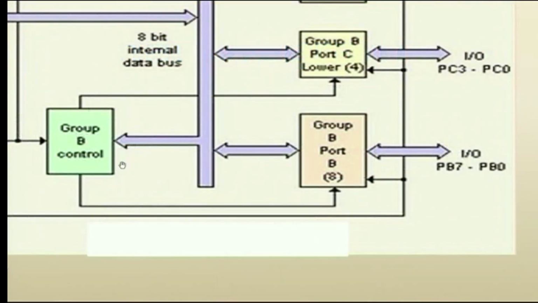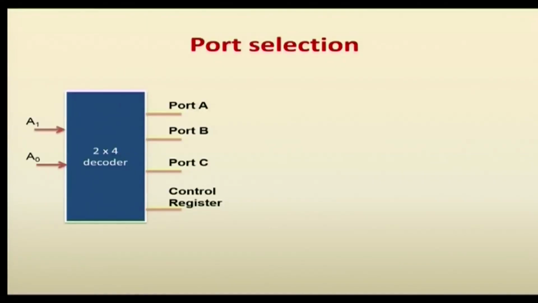The other one is group B. Group B is a combination of port B along with port C lower. It has 12 pins which are bidirectional and can be used for both input and output operations. So, in the functional diagram, mainly it has the data bus buffer, read write control logic, along with group A and group B. Group A has port A and port C upper. Group B has port B and port C lower. So, totally 12 bits in each group for performing in and out operations.